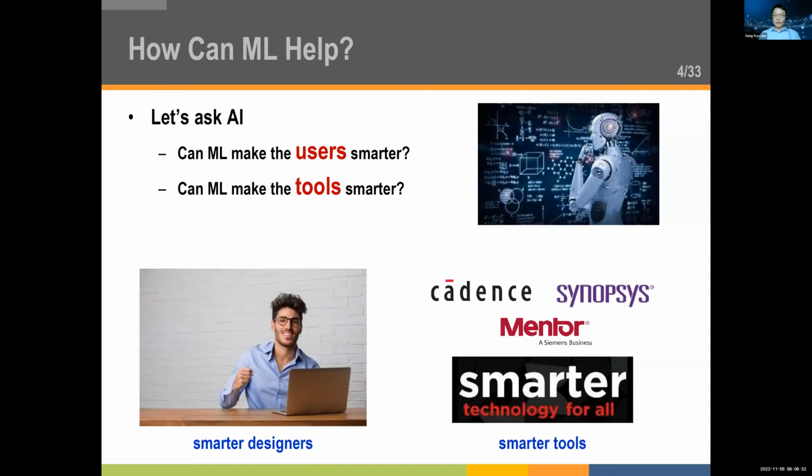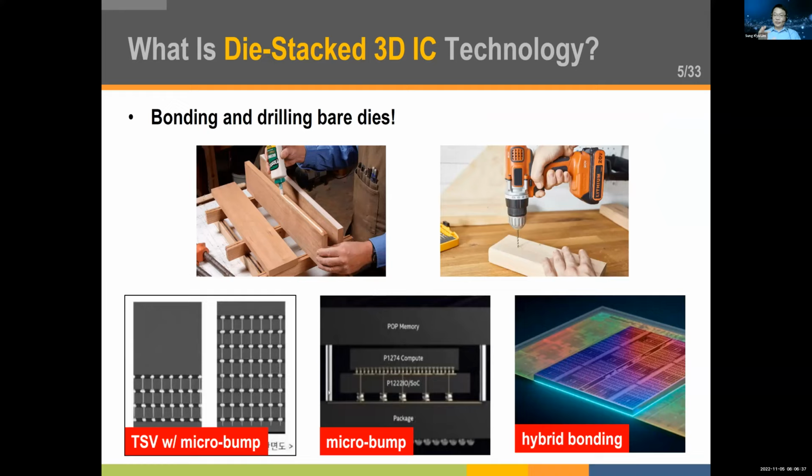So let's spend a little time on 3D IC. Depending on who you talk to, what is 3D IC? There are many different definitions of 3D IC out there. If you talk to a person from packaging, some people in that community call an interposer-based system 3D IC. If you talk to circuit designers, they have different definitions of 3D IC. So the 3D IC that I'm going to focus on today is specifically a bare die stacked digital 3D IC.